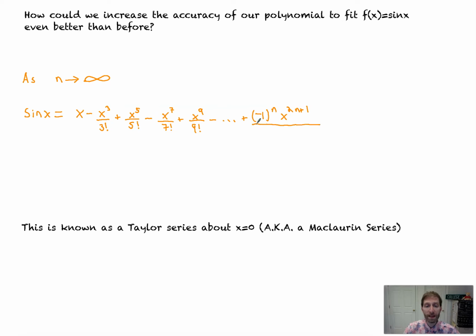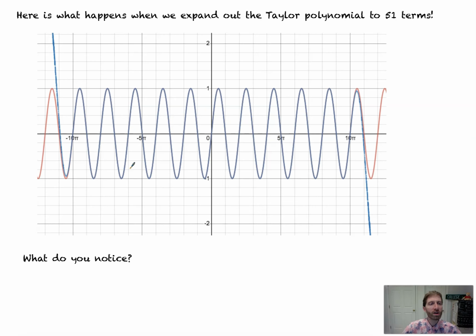All over, we have the same exact factorial as we do this exponent. So it'd be 2n plus 1 factorial. So again, this would be a Taylor series. As n goes to infinity, sine of x will equal this. That's beautiful. Oh, it's awesome. So I drew out another graph for you. We're almost done here. What it shows is what happens when we expand the Taylor polynomial just to 51 terms. Never mind to infinity, 51 is very small.